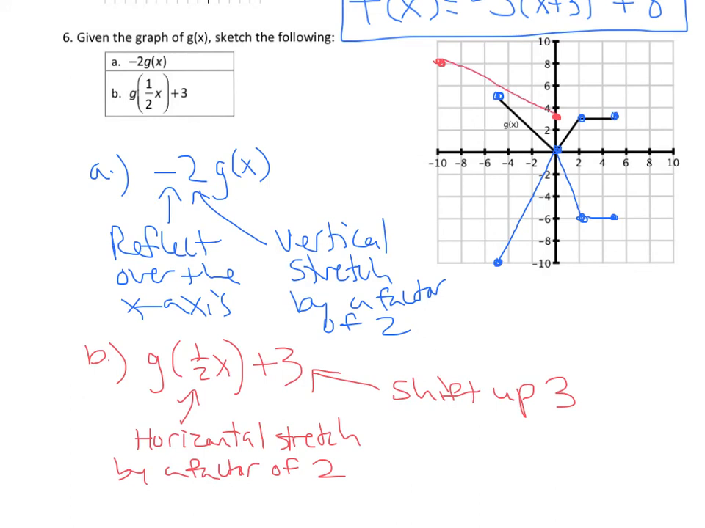Now the first point on the right at 2, 3 is going to go twice as wide, so it's going to go over to 4 on the x-axis, and then it's also going to move up 3, so it will be at 4, 6. And my last point is going to go twice as wide. Instead of being over 5, it's going to go to the right 10, and then also up 3, so it moves up to a y value of 6. So that transformation is twice as wide, stretched by a factor of 2, and shifted up 3.